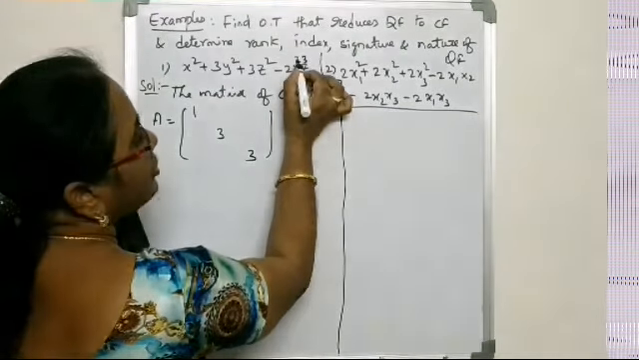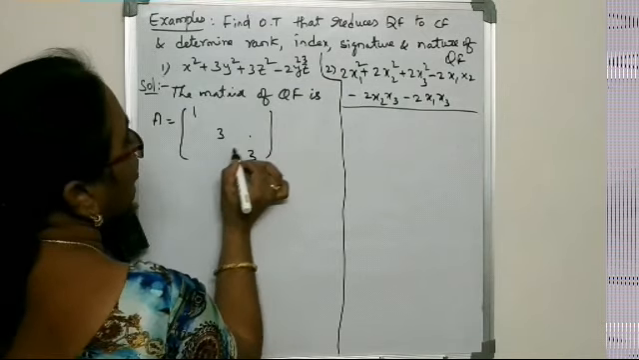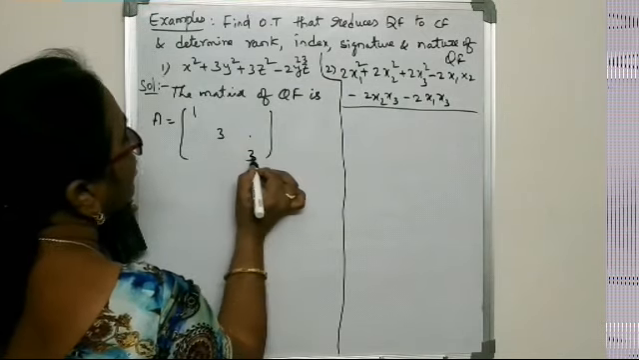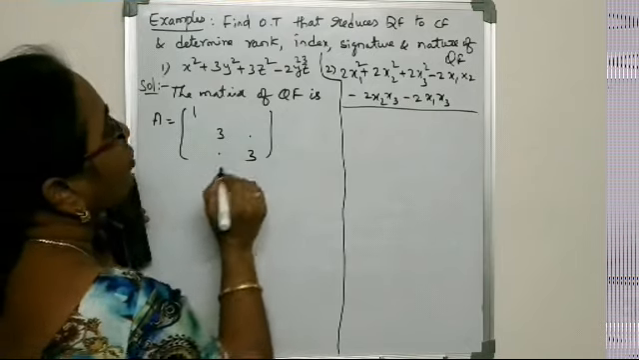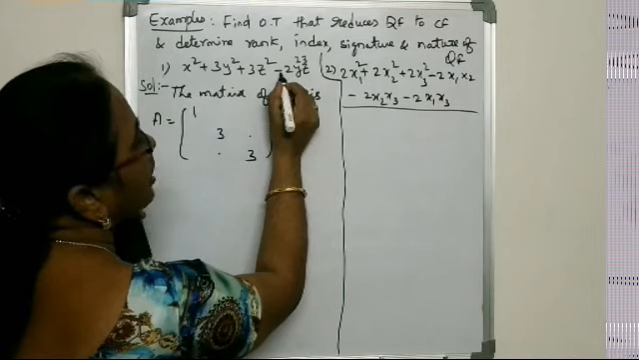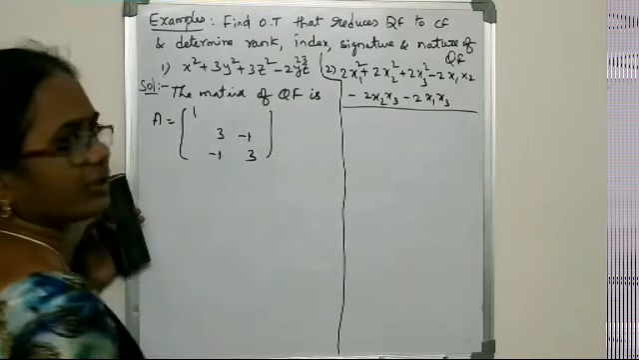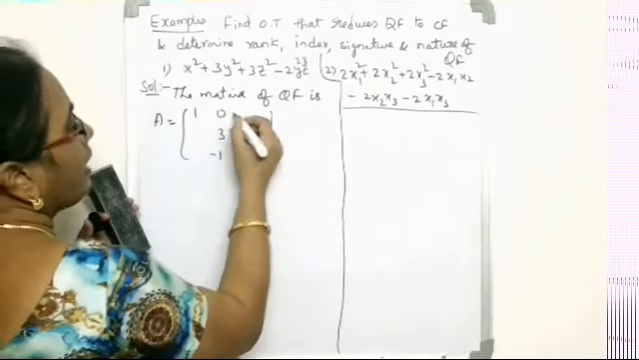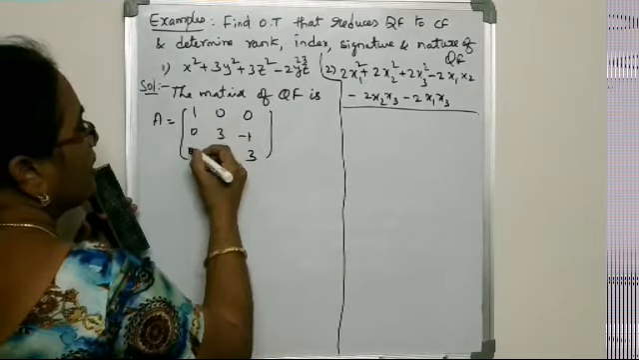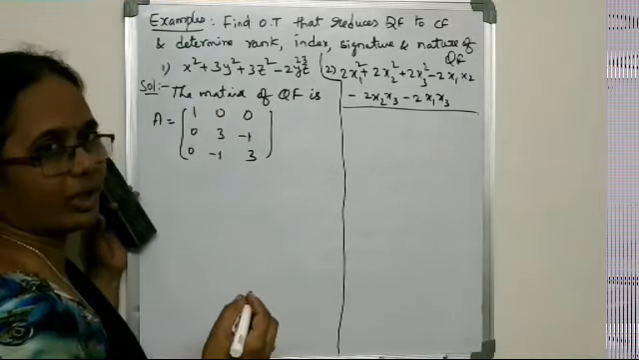in the place of 2, 3 or 3, 2, meaning second row, third column or third row, second column, at these two places we have to write half of the coefficient minus 2. It is minus 1 that should be written. There are no other product terms, so all the remaining elements of A become 0. So this is how we determine the coefficient matrix of the quadratic form.